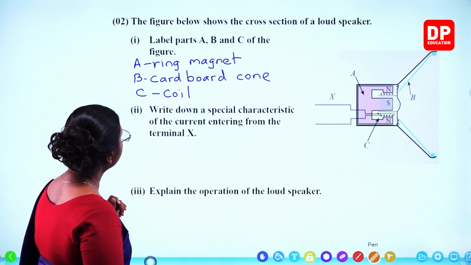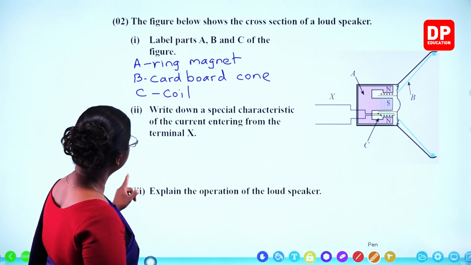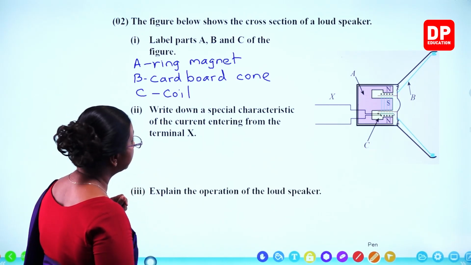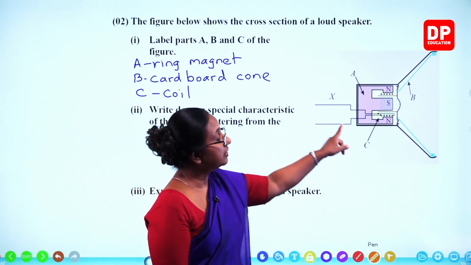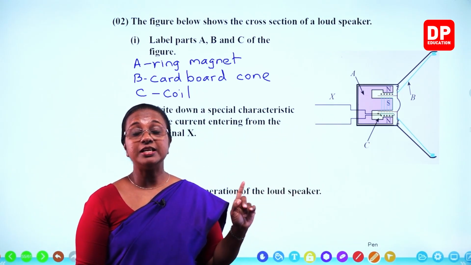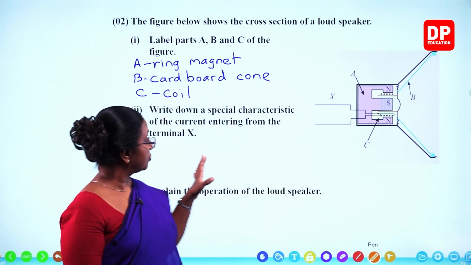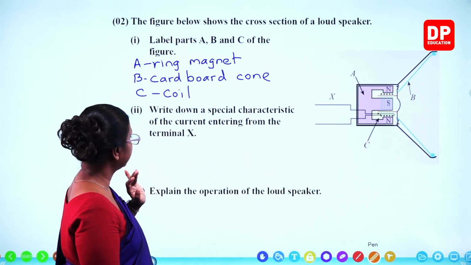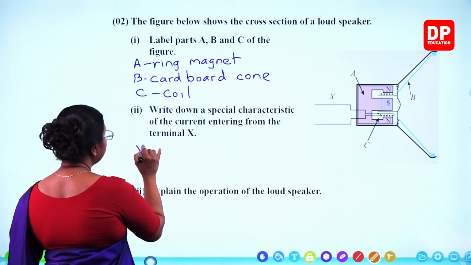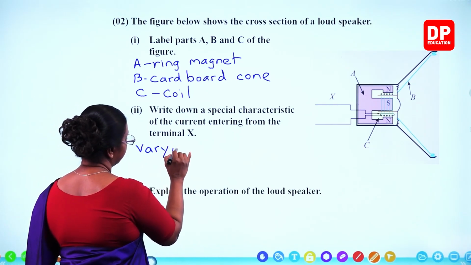Then second one, write down a special characteristic of the current entering from the terminal X. From the terminal X, like I told you all, it is the varying electric current. So that is the special characteristic.